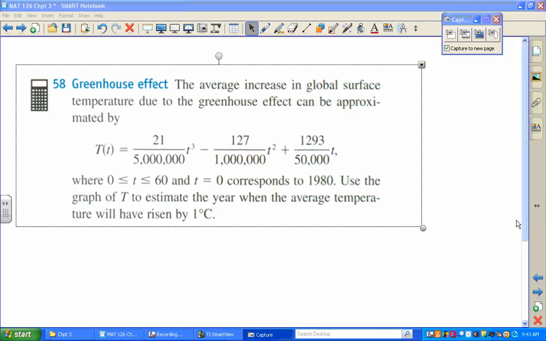58. It says the average increase in global temperature due to the greenhouse effect can be approximated by the following functions.